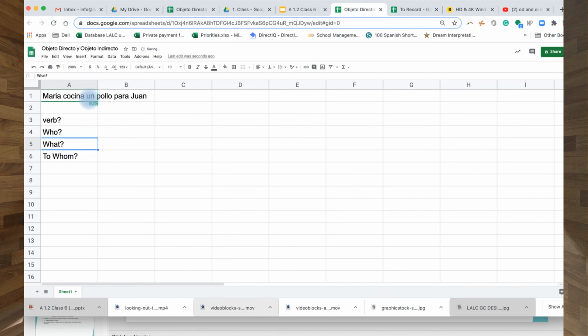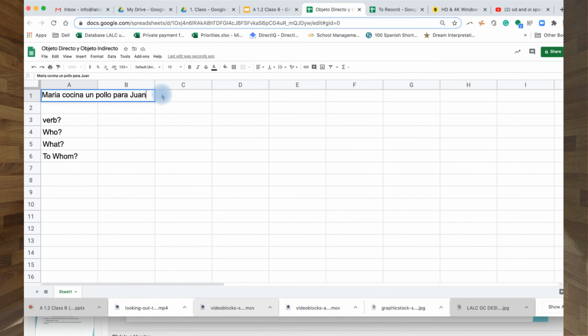Okay, to whom is doing, and let's say, just for sake, "Cocina un pollo para Juan en mi casa," in my house. So this will be answering to where, which we don't care, because you cannot replace that. Okay, so then which is the verb, guys?